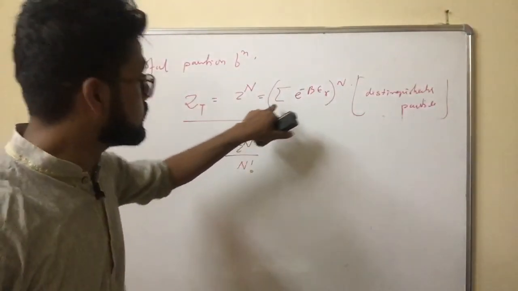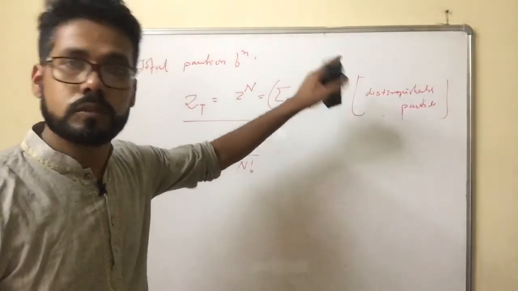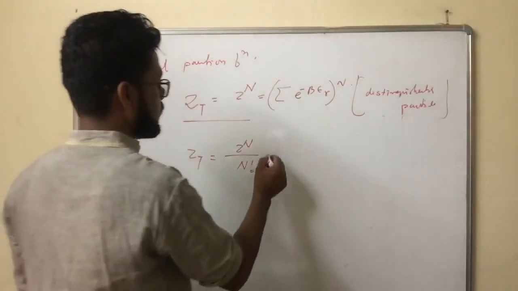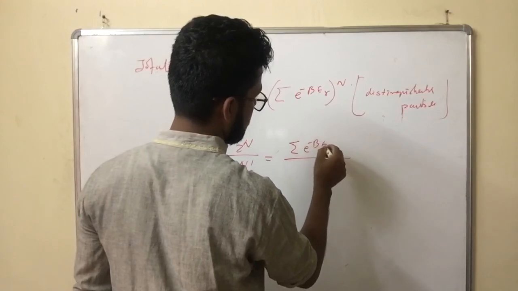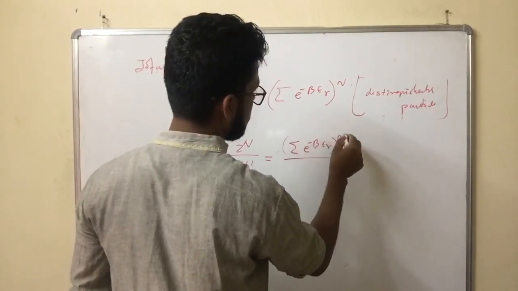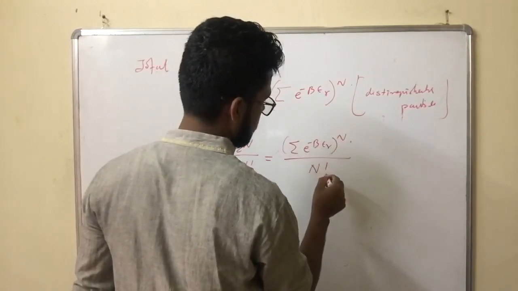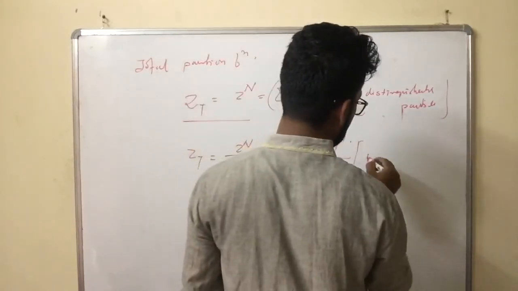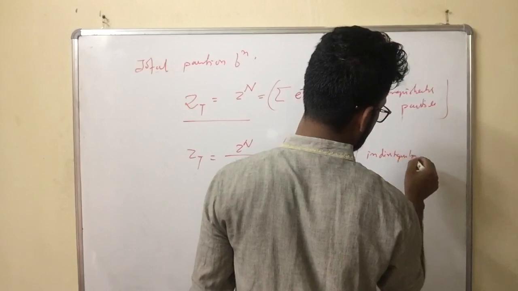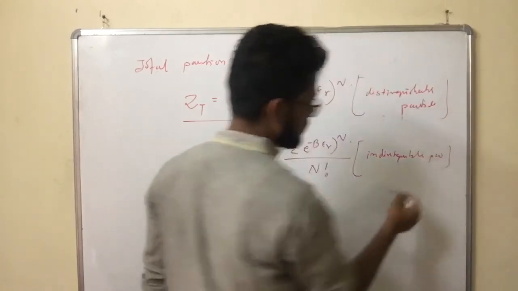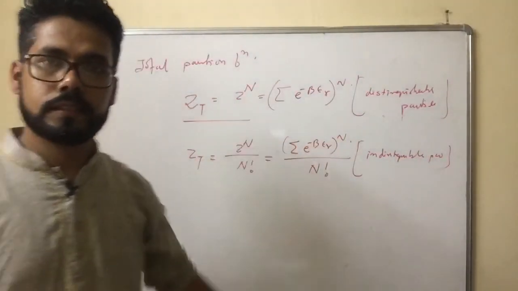This is the partition function of a single particle to the power N, and in this case everything else remains the same, divided by N factorial. This is for indistinguishable particles. This is the formula I have already discussed.